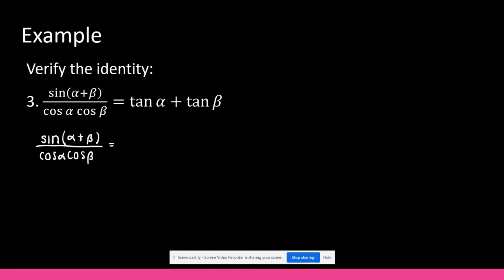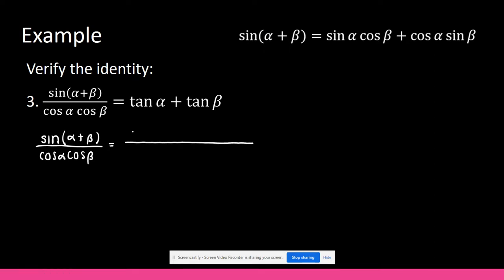All right, so if we just look at the numerator, once again, we have that definition for what that sum is. So that's going to be the sine of alpha cosine of beta plus cosine of alpha sine of beta. That's still all over our denominator.